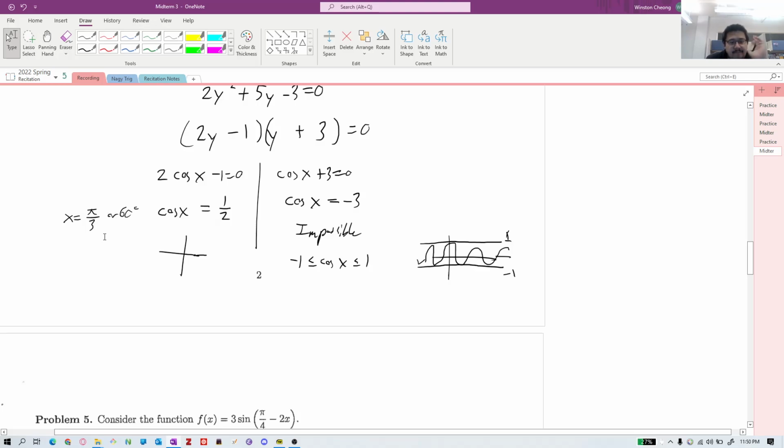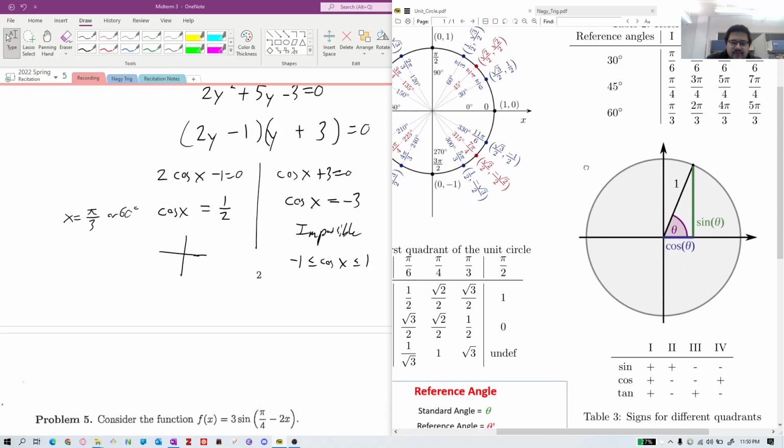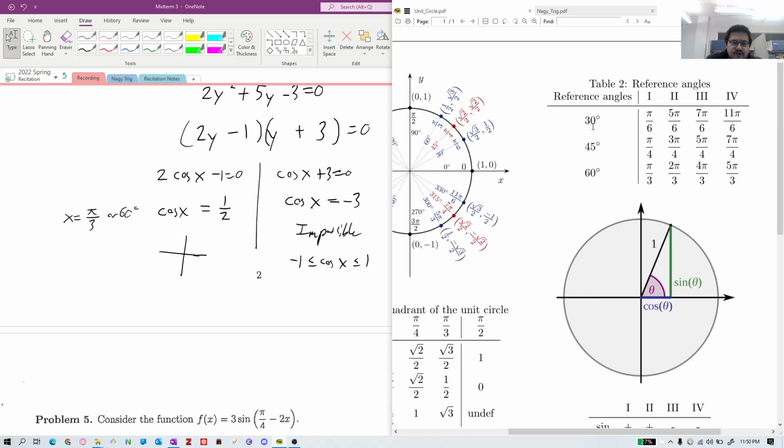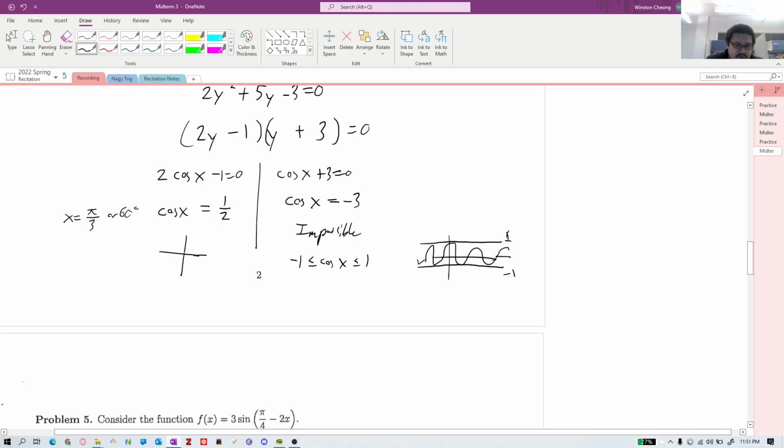I'll bring up the unit circle for those that aren't comfortable with all this stuff. So we're talking about the value for which cosine equals a half. According to this table, cosine equals a half at pi over 3 radians. That gave us one solution, the one that looks like this. But you should know that cosine has another solution for this. It's going to be in one of the other quadrants.